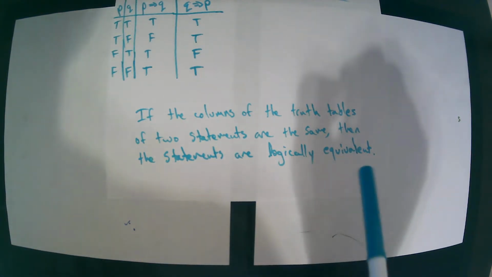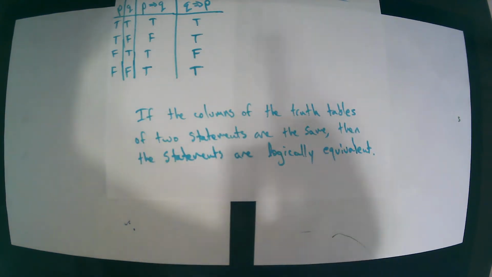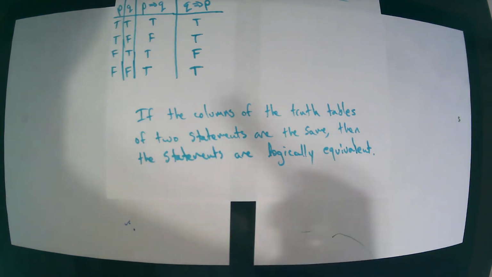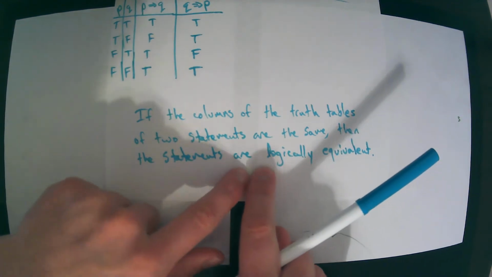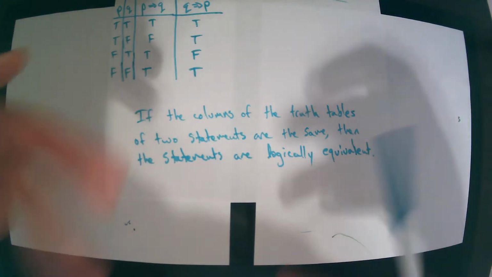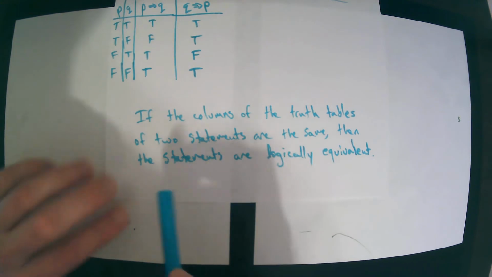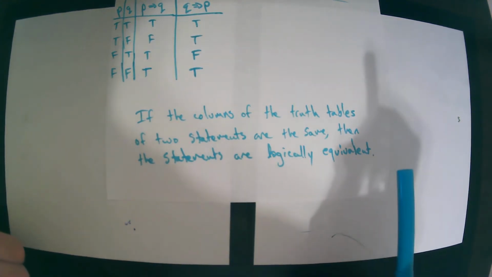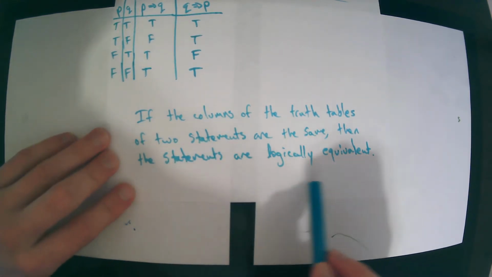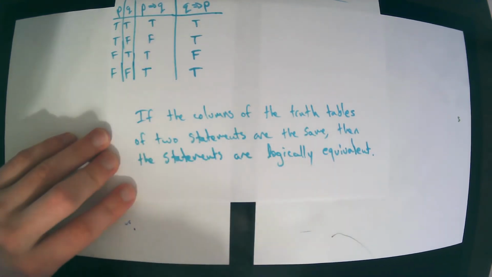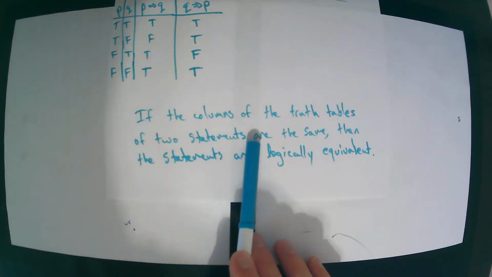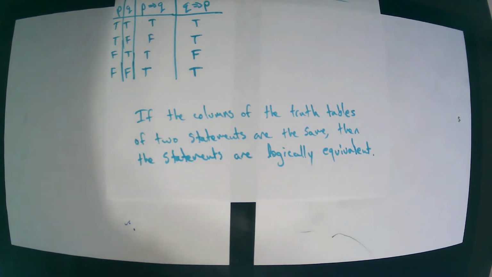What is the contrapositive of this definition that I've just given to you? Or not definition necessarily, but this statement I've given to you. You would flip the statements, the order of them, and you would negate both of them. So you would say, if the statements are not logically equivalent, then the columns of the truth tables are not the same, are not equivalent.